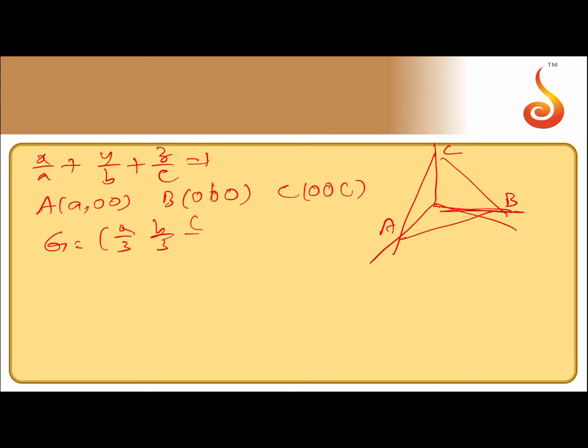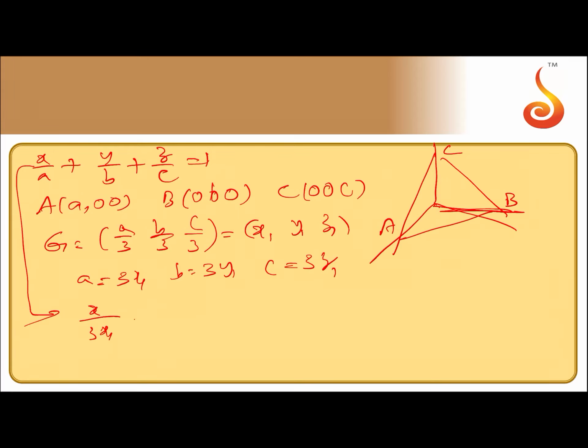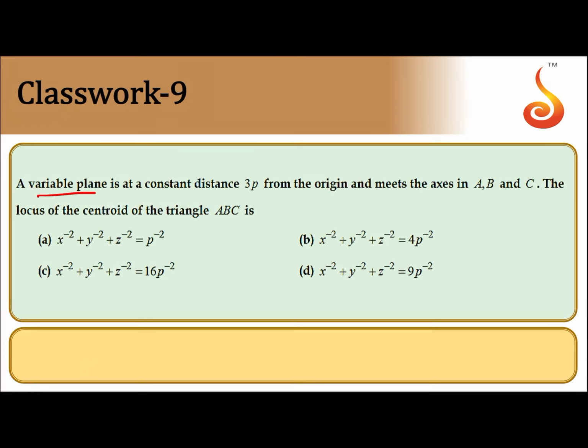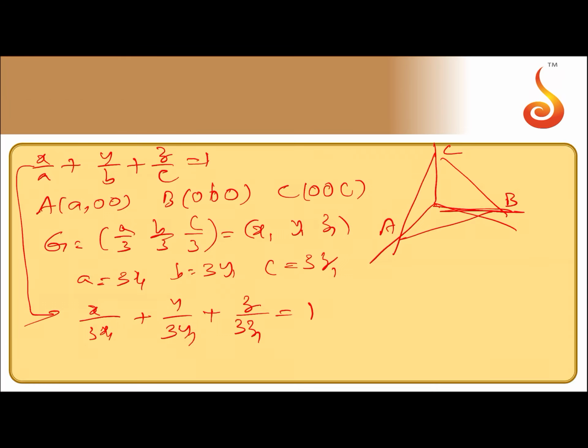The centroid of this triangle is nothing but A by 3, B by 3, C by 3, whose locus we need to calculate. I would assume this one as x1, y1, z1. So that A is equal to 3x1, B is equal to 3y1, C is equal to 3z1. So the plane equation can be rewritten as x divided by 3x1 plus y divided by 3y1 plus z divided by 3z1 is equal to 1. And the variable plane is at a perpendicular distance of 3p from origin. From origin to this plane, the perpendicular distance is modulus of c divided by under root of 1 by 9 x1 square plus 1 by 9 y1 square plus 1 by 9 z1 square, which is equal to 3p.